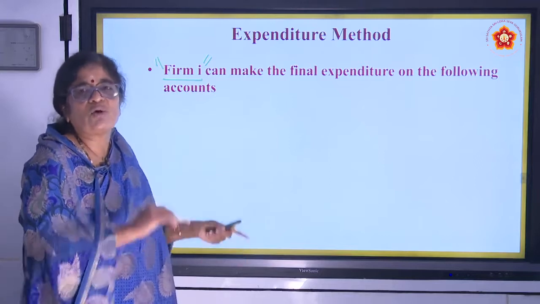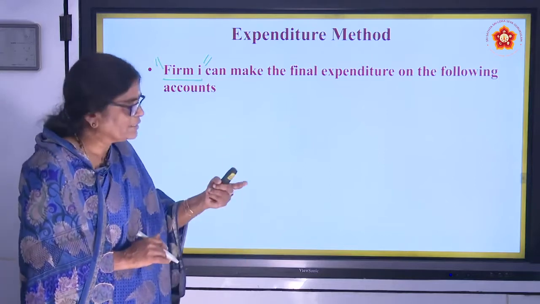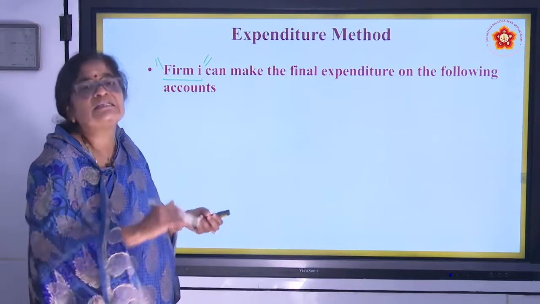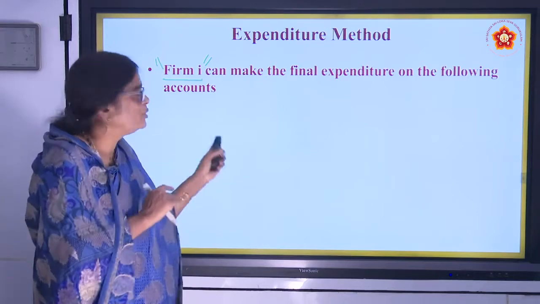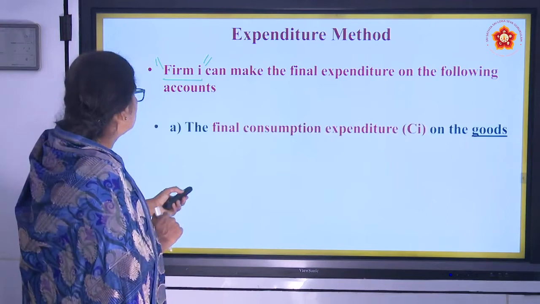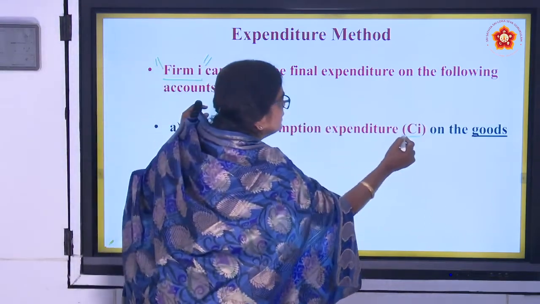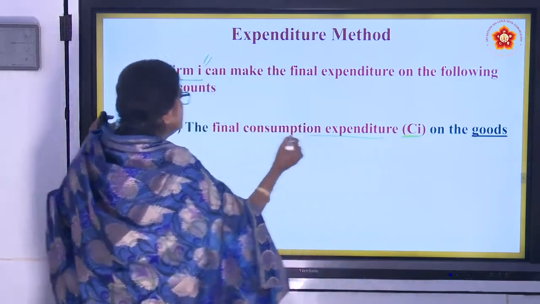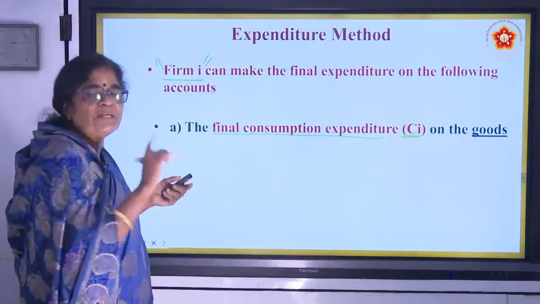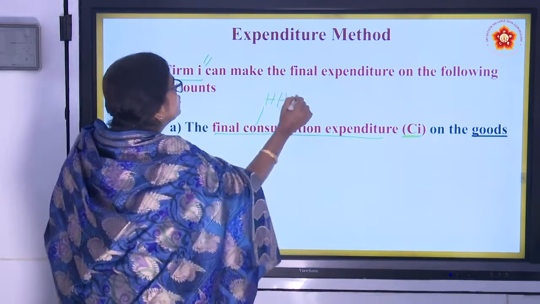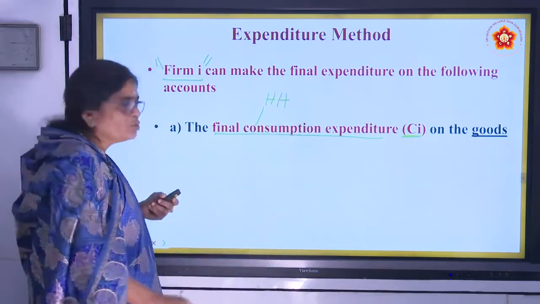Here we are going to consider all four sectors: household sector, firms, government, and foreigners, the external sector. All four sectors of the economy are to be considered here. And first, the final consumption expenditure CI. This is a consumption expenditure. Consumption, you should always remember, is mainly by households. Households are always involved in consumption.